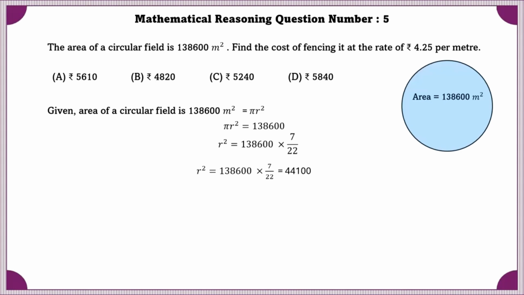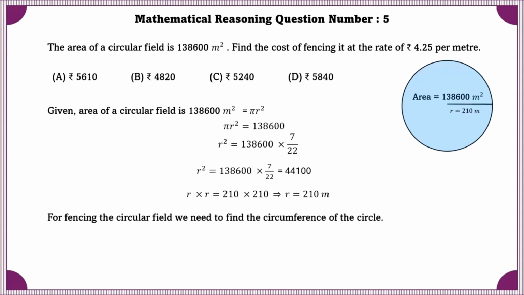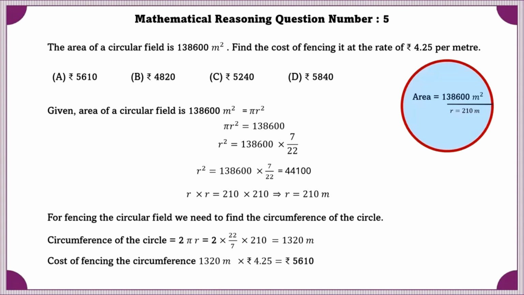Using this, we can find the value of the radius, that is 210 meters. For fencing the circular field, we need to find the circumference of the circle. So the circumference of a circle is equal to 2 pi r. Since we know r, we can easily find the circumference, that is 1320 meters. Now, the cost of fencing 1320 meters is equal to 5,610 rupees.